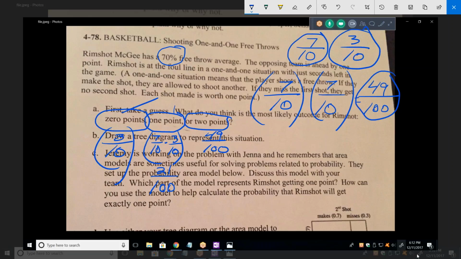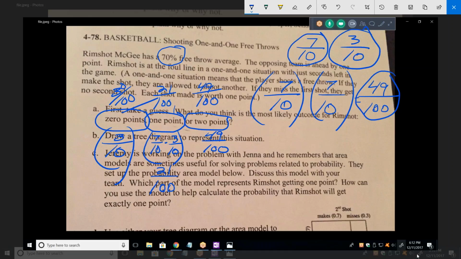So our answers are 0 points, 3/10 or 30%, 1 point, 21 hundredths or 21%, and 2 points, 49 hundredths or 49%. And this is 30 over 100. So you'll notice that those all add to 100. She's either going to get 0 points, 1 point, or 2 points. And the thing about probabilities is if you include all possibilities, they add to 1, always.